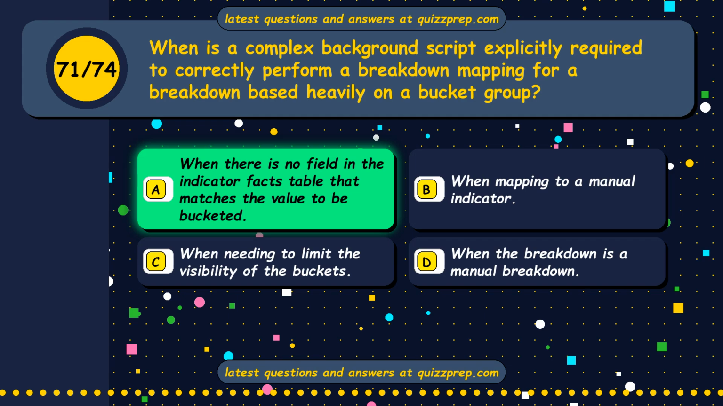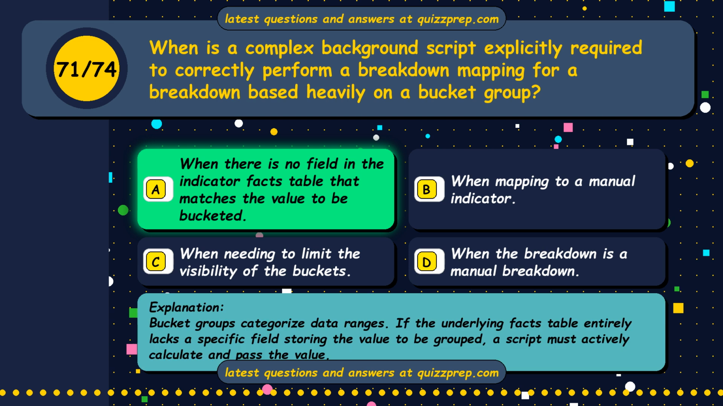The correct answer is option A. When there is no field in the indicator facts table that matches the value to be bucketed. Bucket groups categorize data ranges. If the underlying facts table lacks a specific field storing the value to be grouped, a script must calculate and pass the value.